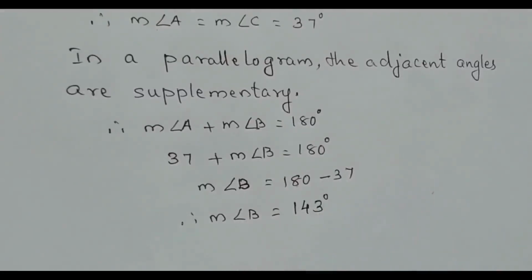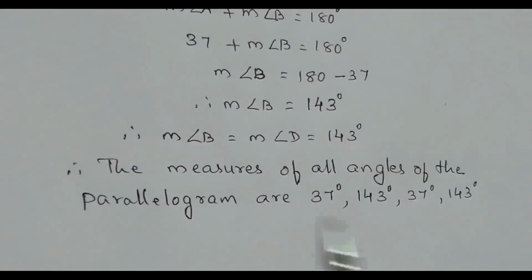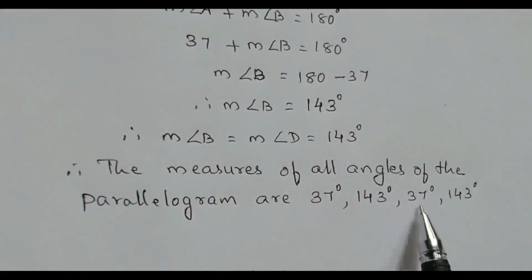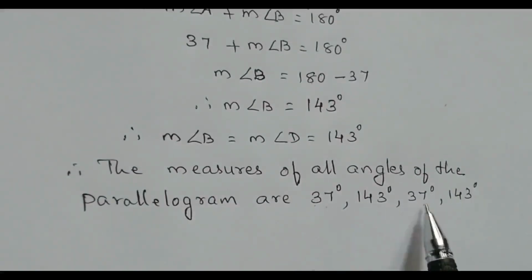Therefore, measure angle B is equal to 180 minus 37, which is 143 degrees. Now we know that measure angle B and measure angle D are congruent because they are opposite angles. Therefore, measure angle B is equal to measure angle D is equal to 143 degrees. Therefore, the measures of all angles of the parallelogram are 37 degrees, 143 degrees, 37 degrees and 143 degrees. Opposite angles are congruent here.